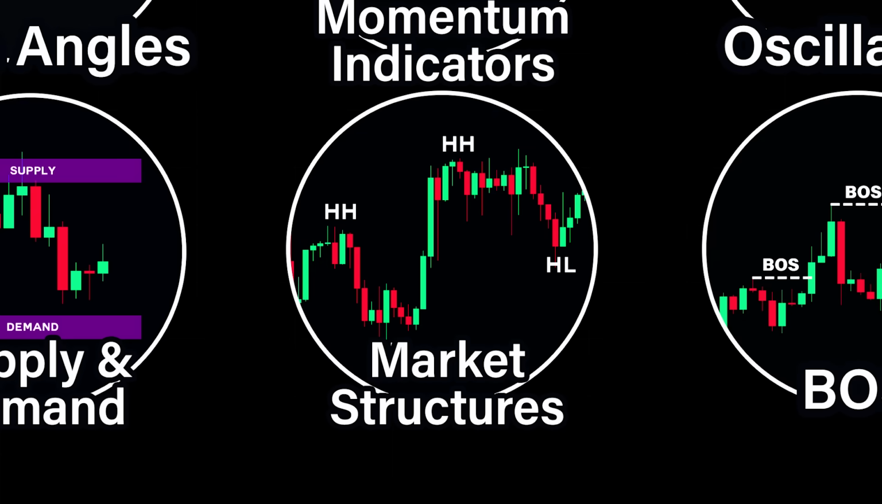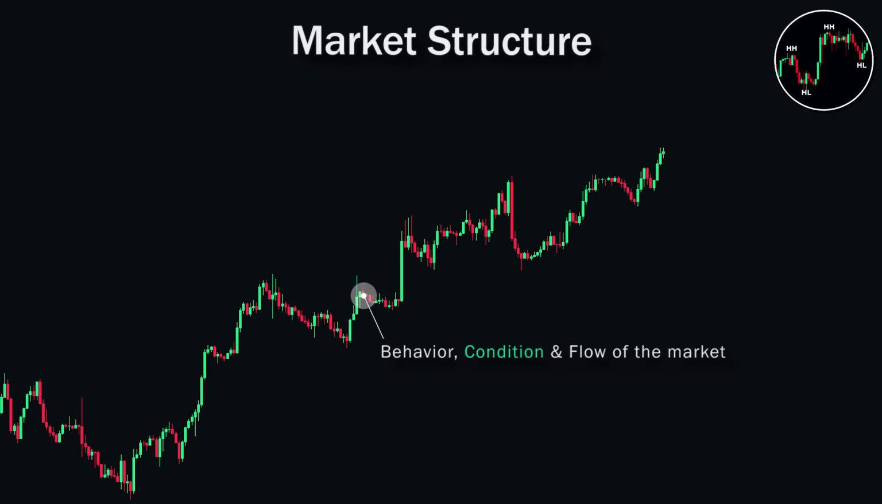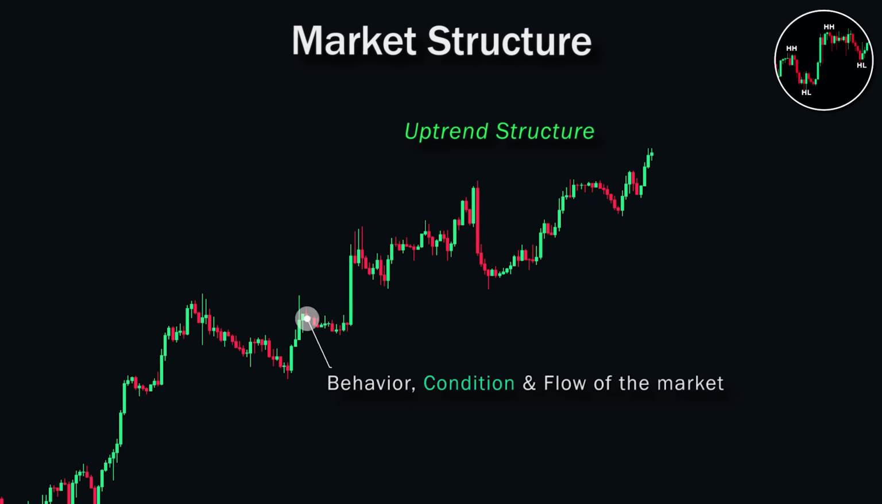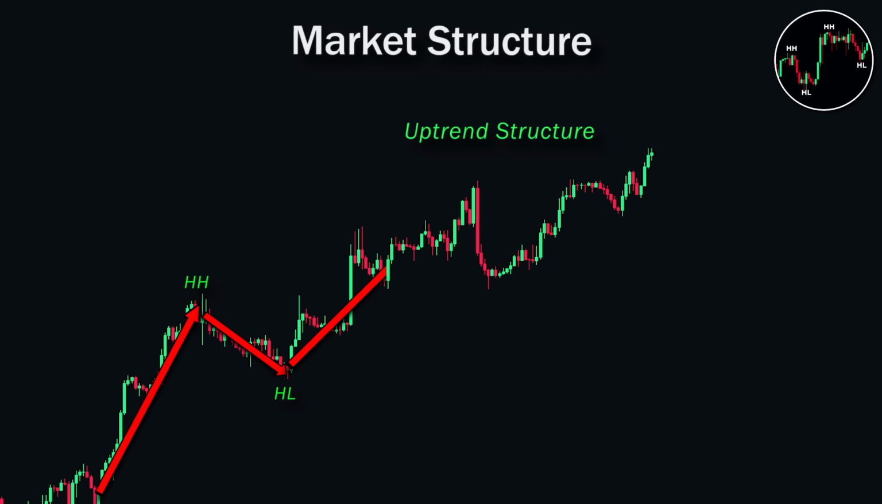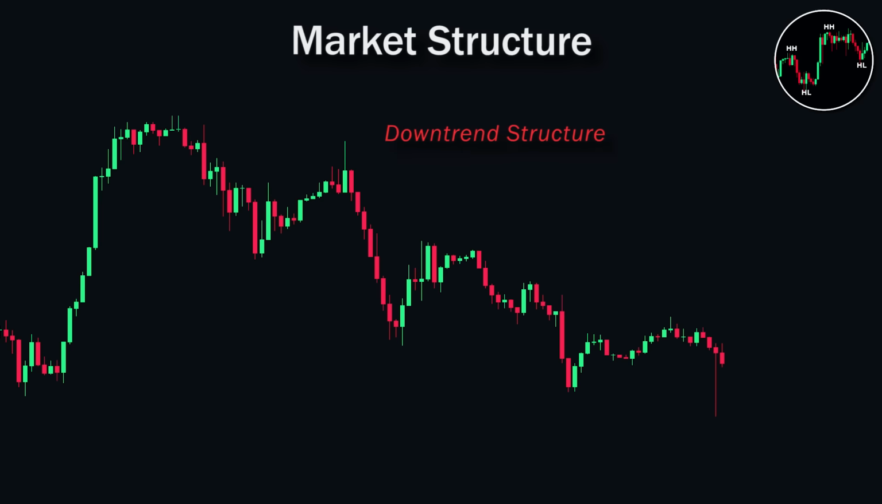Market structure. Market structure is when a trader analyzes the behavior, condition, and flow of the market. An uptrend structure is characterized by price forming higher highs and higher lows, while downtrend structure is characterized by price forming lower highs and lower lows.